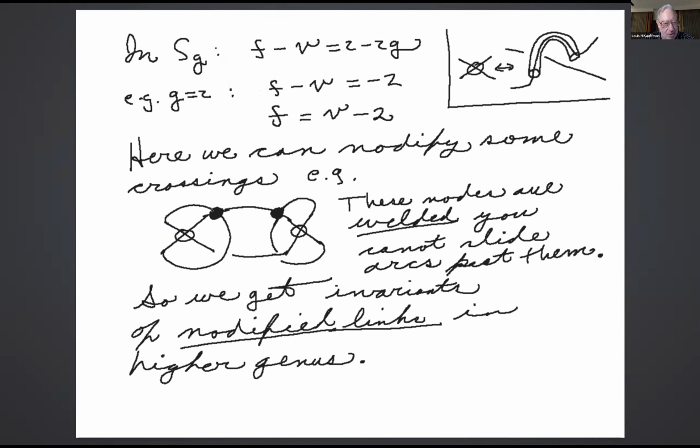So that means that you can decide to knock out some crossings in the diagram and make them into inactive nodes. And these are graphical nodes and they're very inactive. You're not allowed to move the diagram across them. You can use planar isotopy on them, but no knot theory, no sliding across them at all. And then you have invariance of such objects in higher genus surfaces.